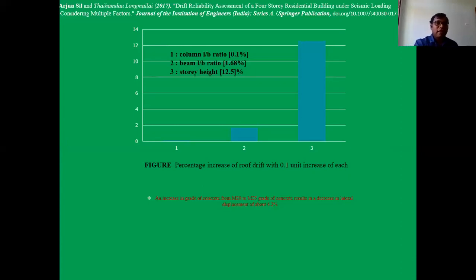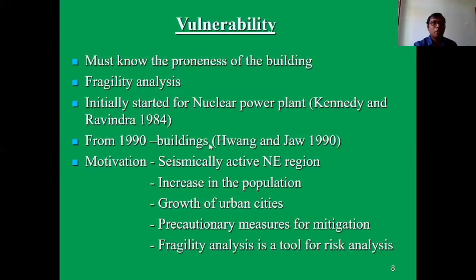In the next, sir, please move ahead. Next slide, sir, please. Yeah, so now this is vulnerability. If we talk about vulnerability, these are the things we have to consider, like the proneness of the building and fragility analysis. Vulnerability studies are done through fragility studies. This was initiated with the nuclear power plant, Kennedy and Ravindra, 1984.